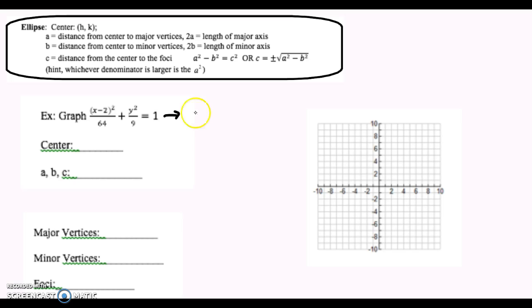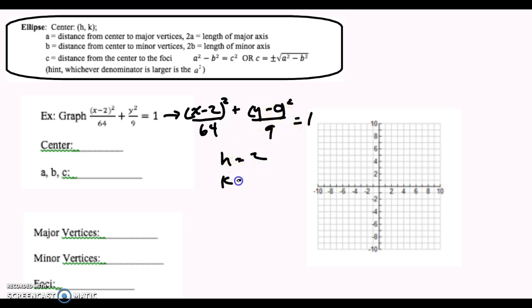The center here is going to be discovered by just changing the way that this equation is written. And that's going to be y minus 0 quantity squared. It's still going to be over 9, and we'll still have over 64, and we'll still have equal to 1. The reason I wrote this equation differently is so I could see what my k value was. I can now see that h is 2. I can now see that k is 0. So my center is (2, 0). And I can plot that on the graph here.